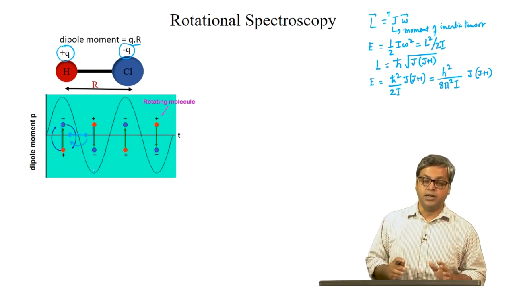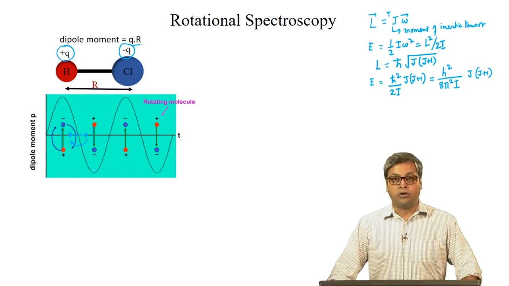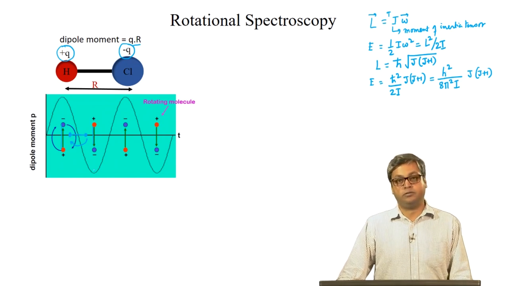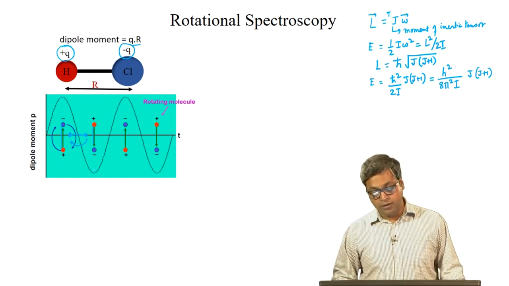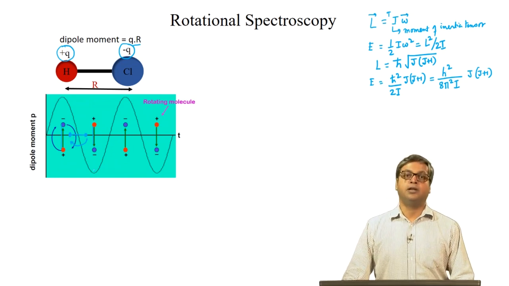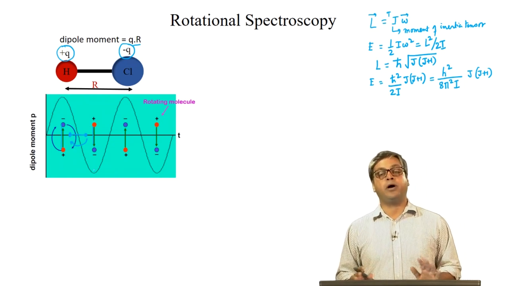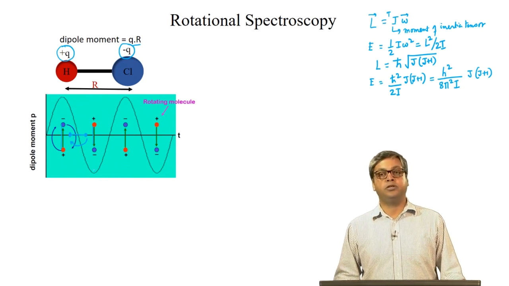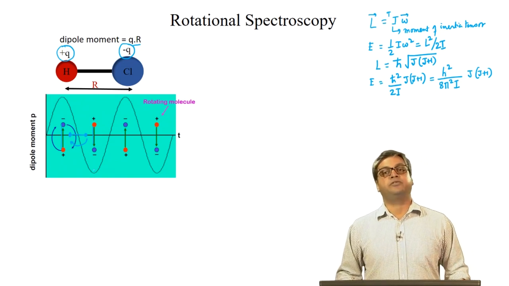Thus, we can see that only heteronuclear diatomic molecules like HCl, because they have a permanent dipole moment, will have a change of dipole during rotation. Hence, light matter interaction will take place. On the other hand, if we think about homonuclear diatomic molecules like hydrogen, nitrogen, oxygen, etcetera, they do not have a permanent dipole moment. So, there is no change in dipole moment during the rotation. Hence, no light matter interaction happens.